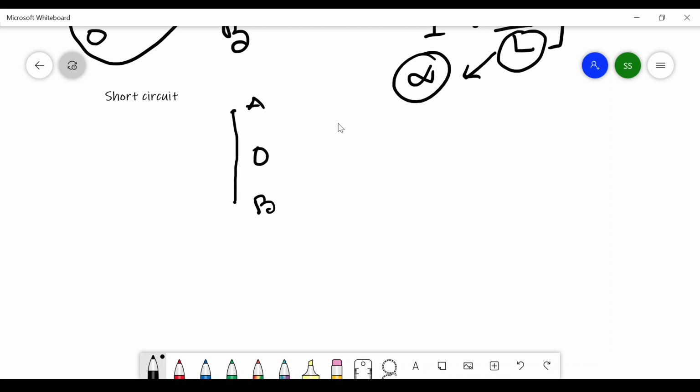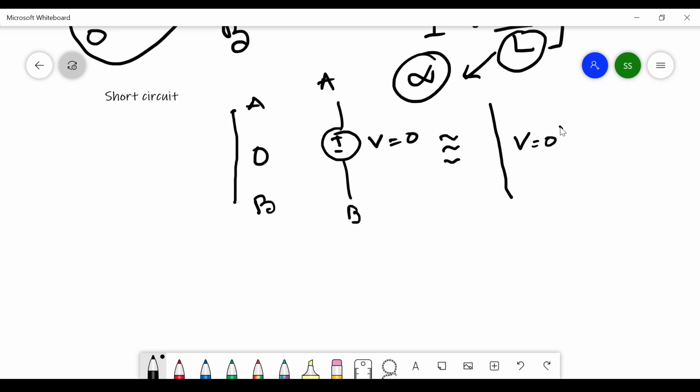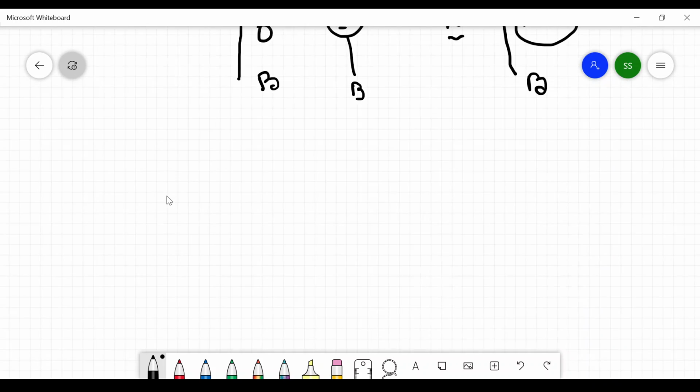Okay, so let's say we have two terminals, A and B, and in between these two terminals we have a voltage source which is 0. Then we can say the equivalent is nothing but a short circuit. That is, the voltage is 0, there is no voltage drop between these two terminals.